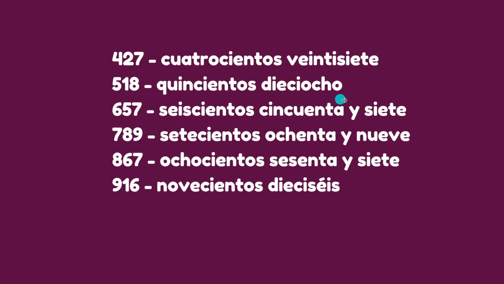Cincuenta means 50, y means and, siete means 7. Now for 789: setecientos, that means 700, ochenta, that means 80, y, that means and, nueve, that means 9. For 867: ochocientos, that means 800, sesenta, that means 60, y and siete, that means 7. For 916: novecientos dieciséis. So like this we will say it.